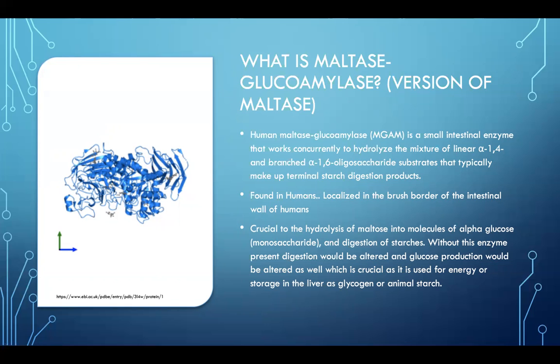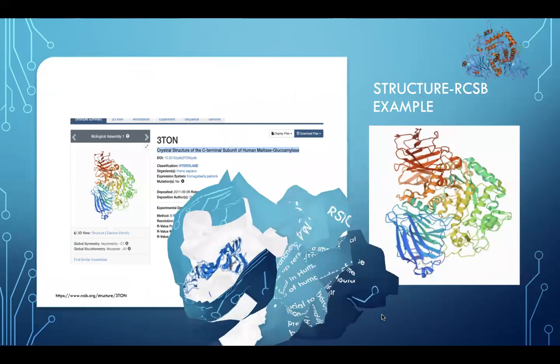Without this enzyme present, digestion would be altered and glucose production would be altered as well, which is crucial. As previously mentioned, it is used for energy or storage in the liver as glycogen or animal starch. Now that we know what it is, we're going to look even further at a structure.